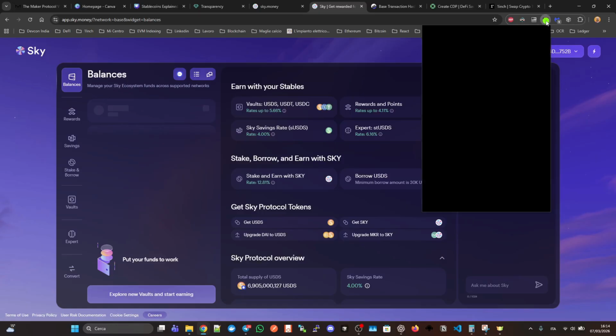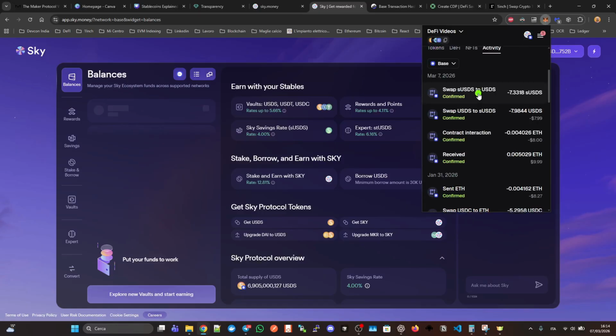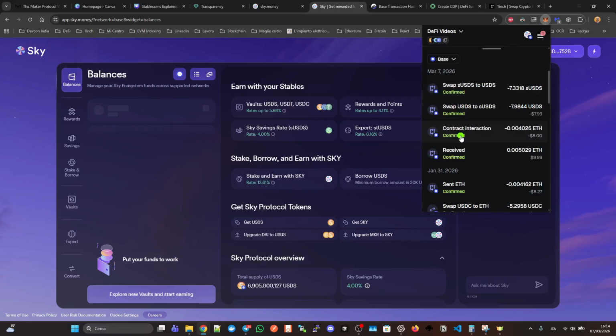If we head over to MetaMask, we should be able to see all the activity. So here you can see that we have swapped the USDS to SUSDS, which is the token that is used by the Sky protocol to accrue your interest. That's when we deposited the USDS. And here there is the second transaction when we did the withdraw. So we exchanged the SUSDS back to USDS.